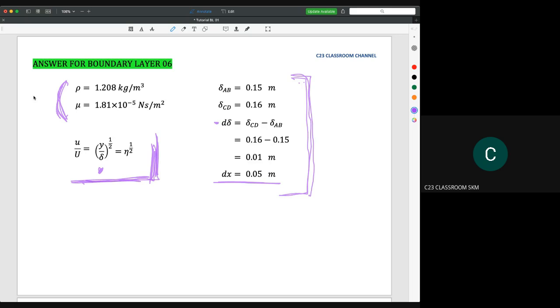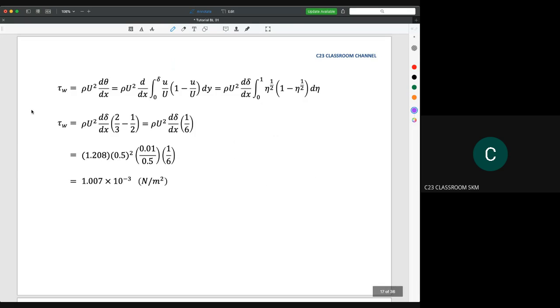So the question is, what is the value of tau at the wall? We could solve shear stress by using the von Karman equation here, and then we substitute the value of the velocity profile. Then we could get this, and finally we could simplify this into this term.